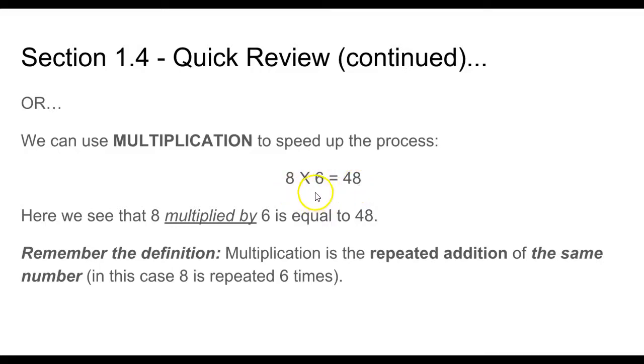So 8 times 6 equals 48. Here we see that 8 multiplied by 6 is equal to 48. So remember the definition. Multiplication is the repeated addition of the same number. In this case, 8 is repeated 6 times.